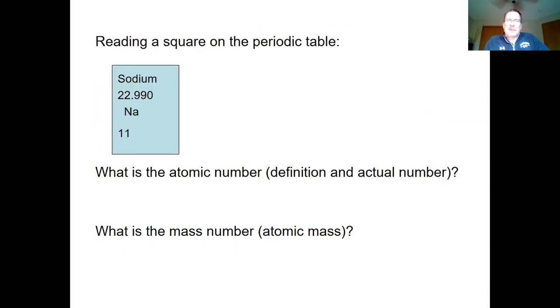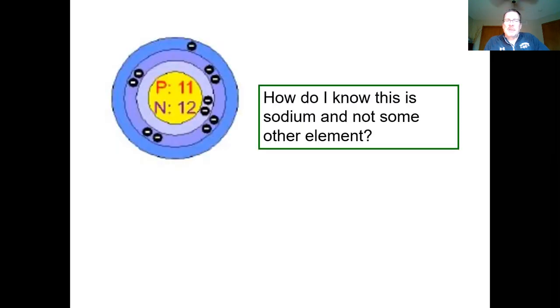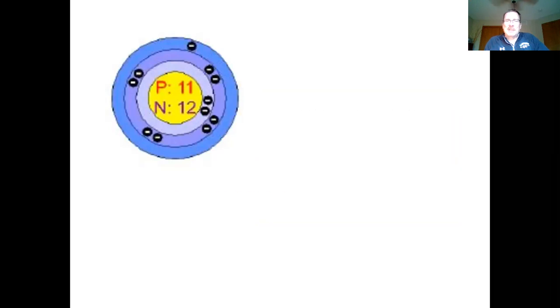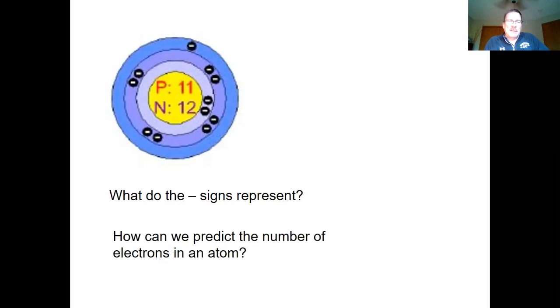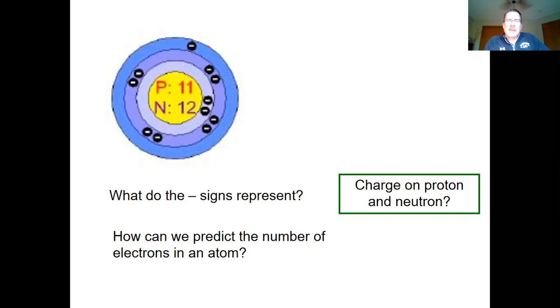You should be able to read your periodic table and be able to calculate electrons, so atomic number, mass number, stuff you'll have to learn, and how to calculate charge from that. How do I know this is sodium? Number of protons and neutrons. Negative signs, of course, are electrons. How can we predict the number? You assume that it's the same as the protons. The charged protons are positive. Neutrons are neutral.